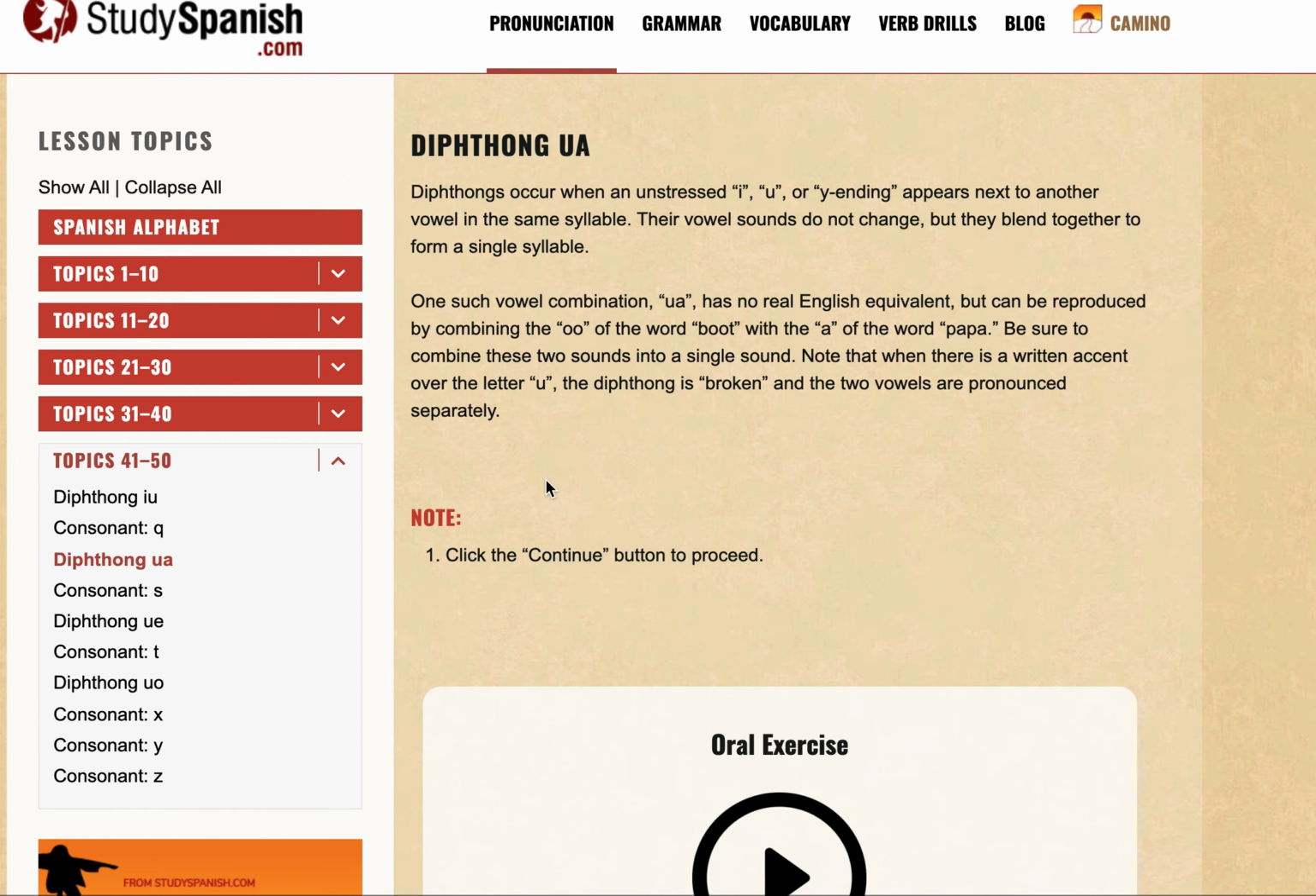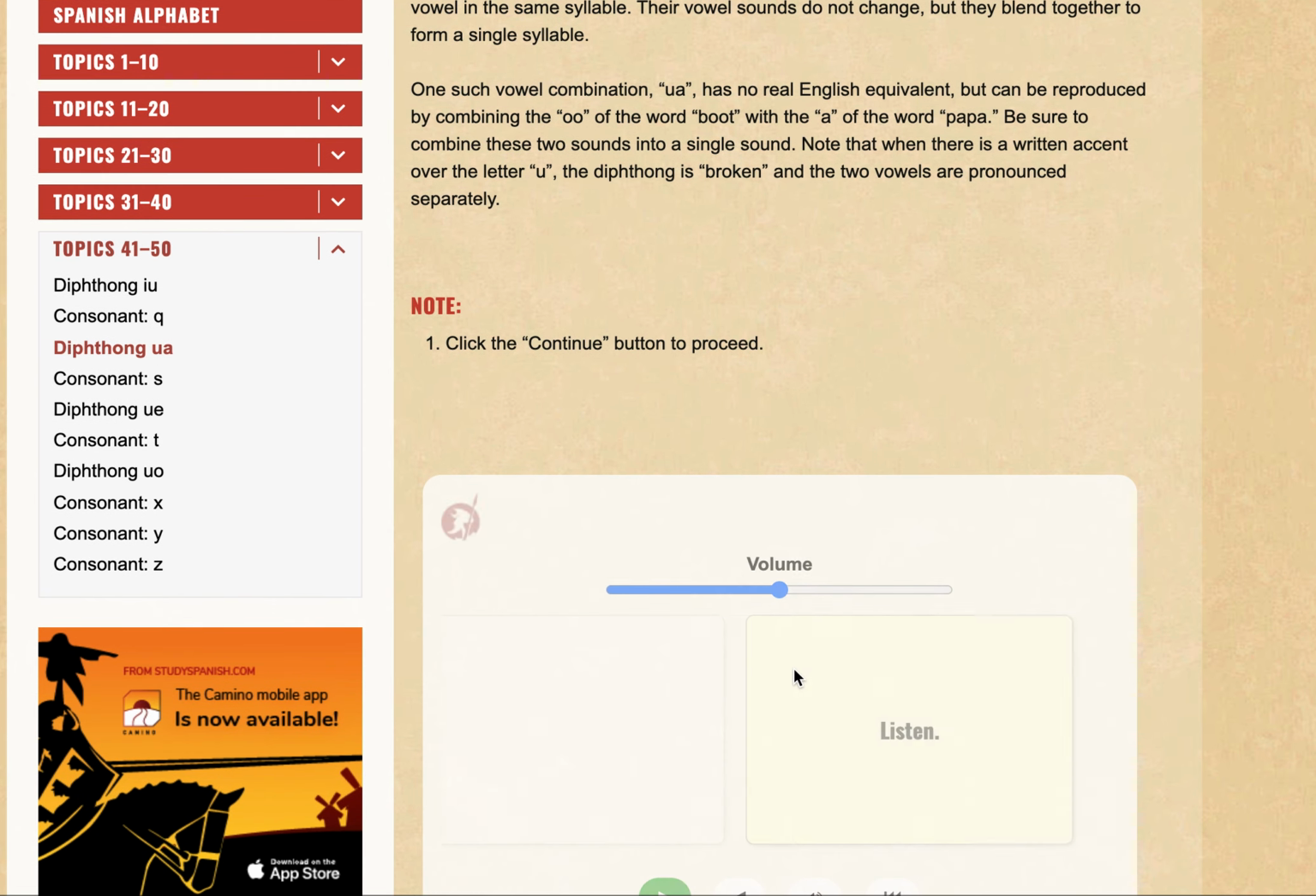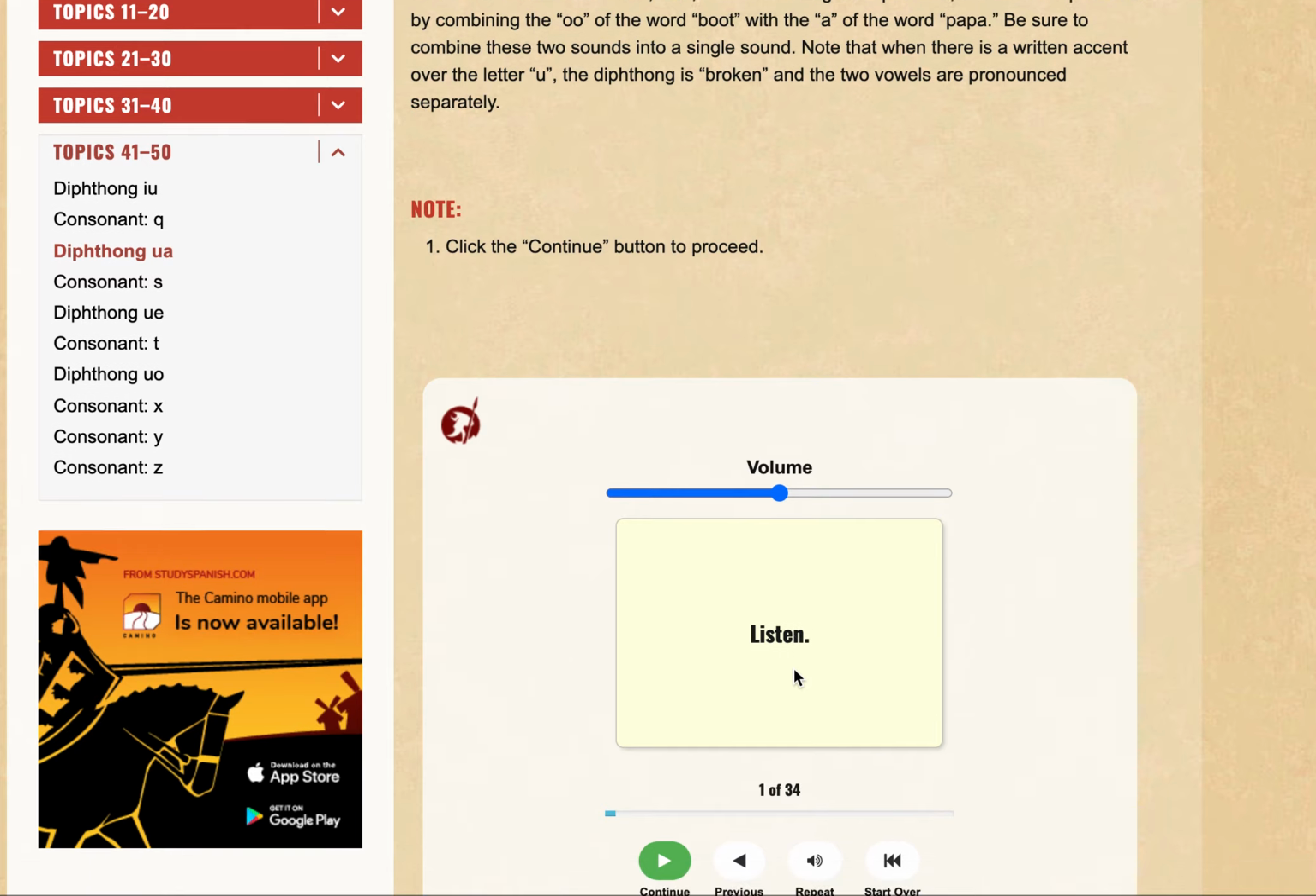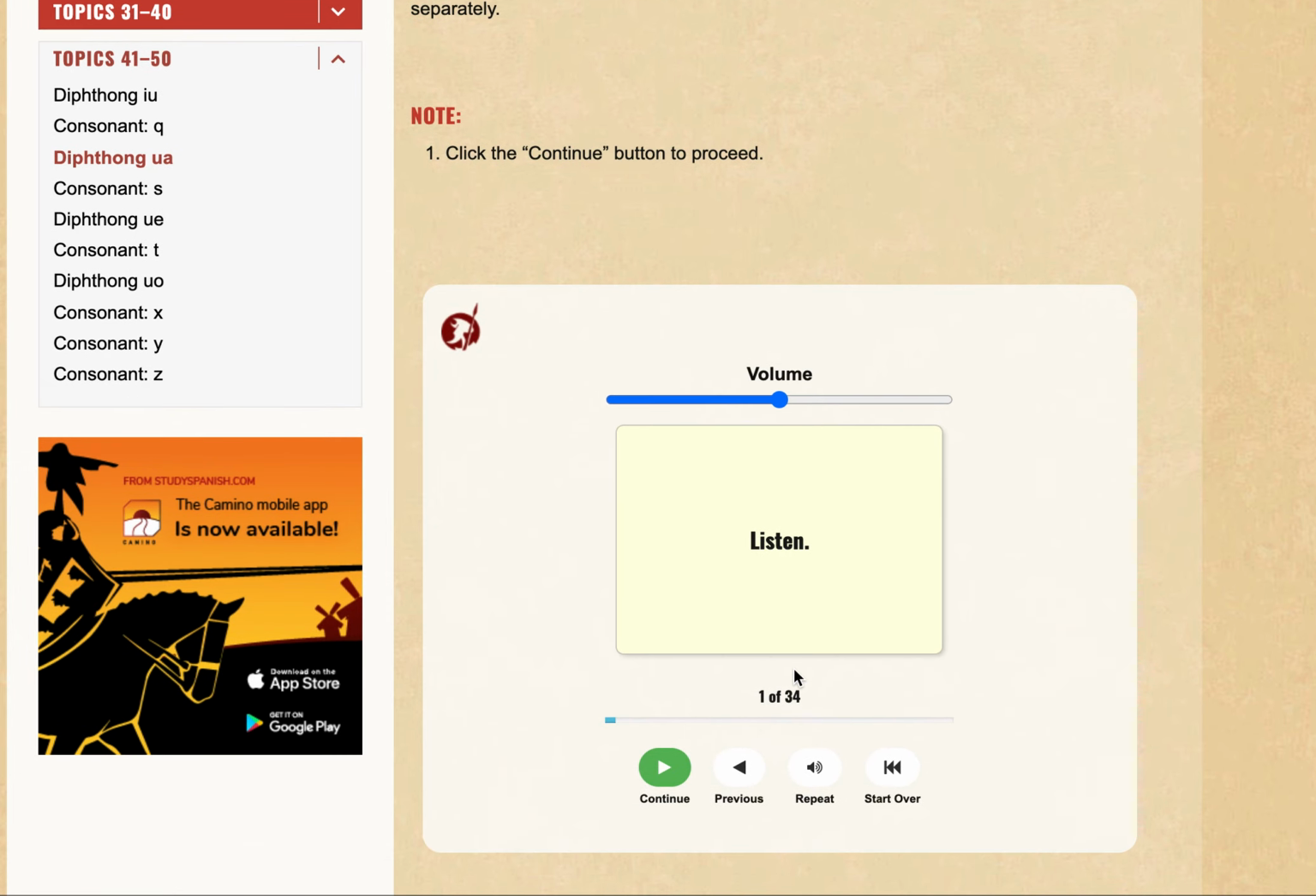So with that said, let's go to some examples. Listen to the following words. They all contain the UA diphthong. Agua, agua. So remember, it is OO and A, right? And that combination appears towards the later half of the word. So it's agua.